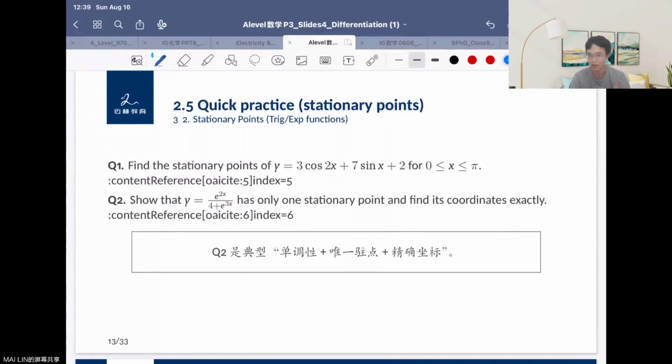So in the next lesson, we will go through and try to solve the 2 problems together, okay?